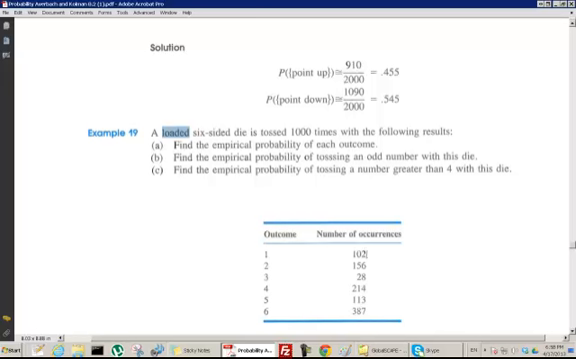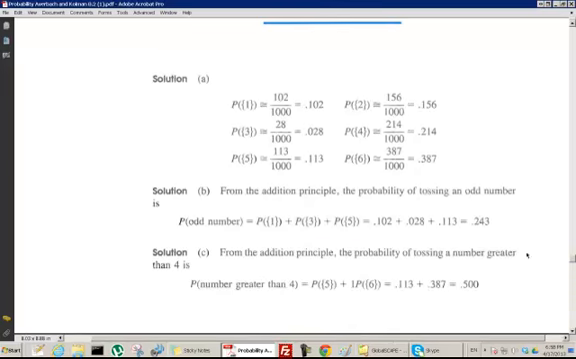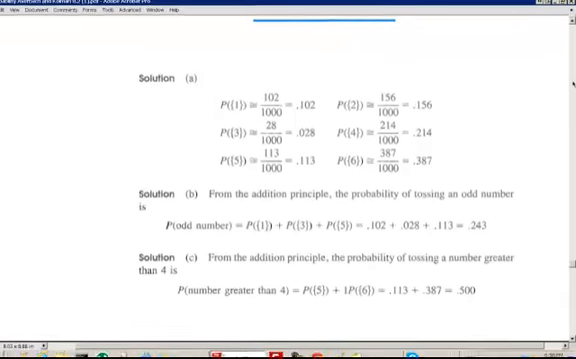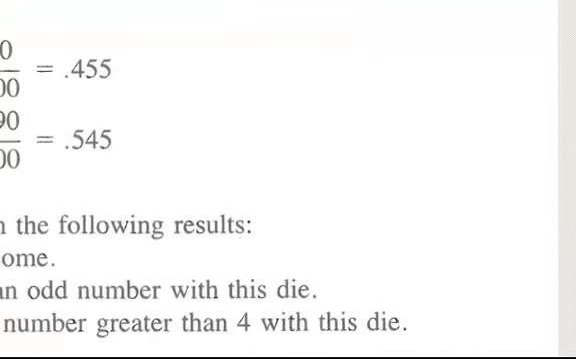So the empirical is just going to be this number over 1,000, this number over 1,000, and so on, since we're tossing it 1,000 times. So that would be what? These numbers here. So normally we would say 1/6, but these are not all 1/6, but this would be the empirical model. Find the empirical probability of tossing an odd number with this die.